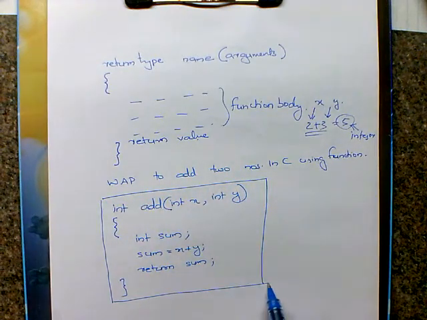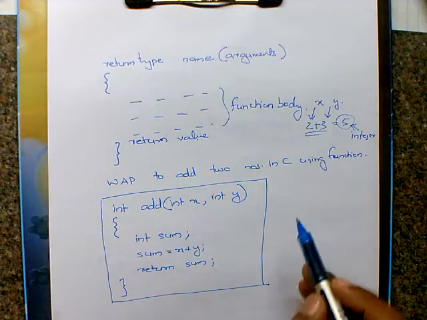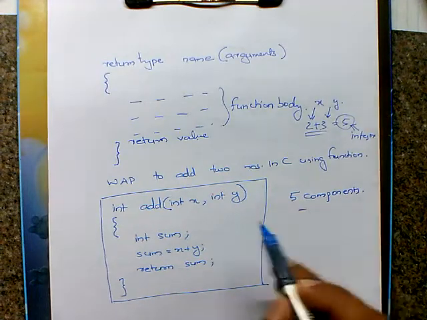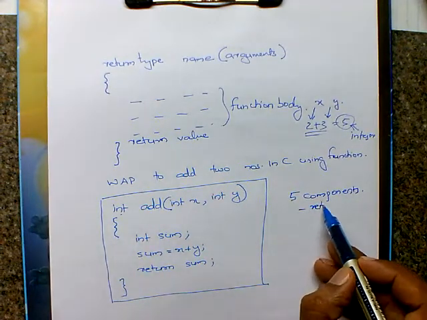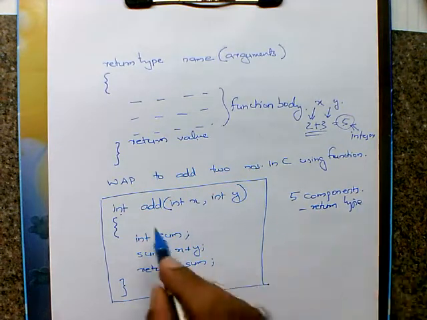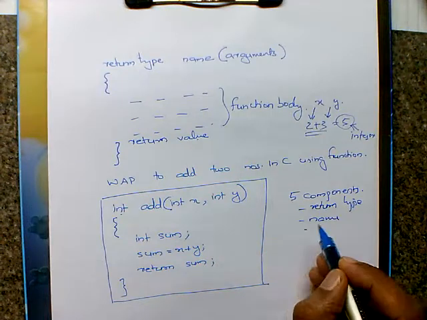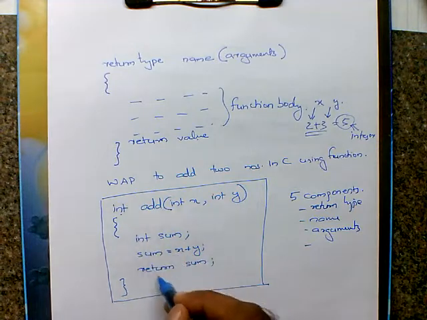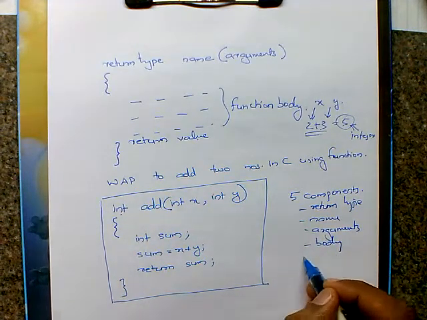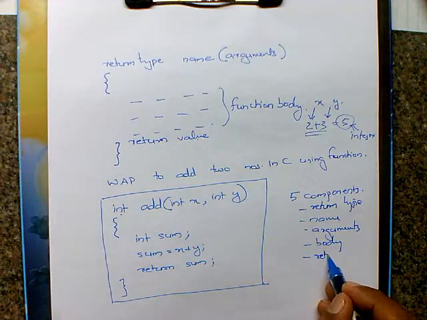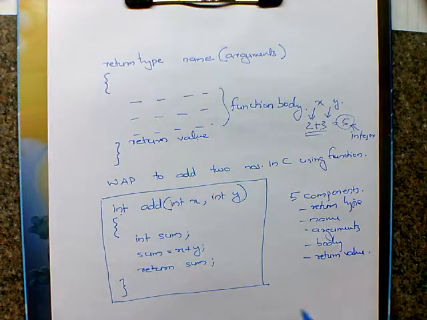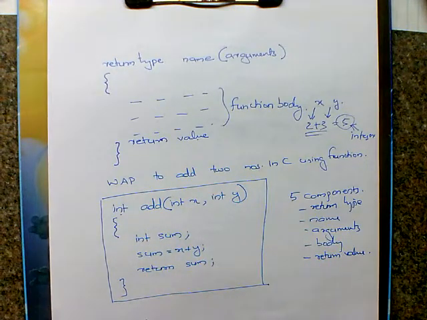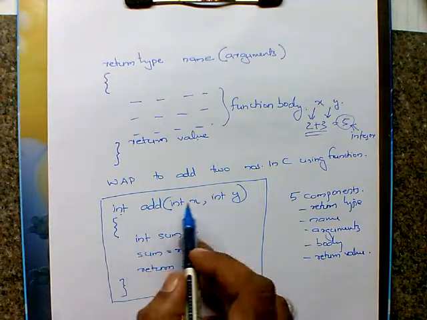As I said in the previous one, a function has 5 components. What are they? Return type, function name, arguments, body of the function, return value. So these are the 5 components. All these 5 components you can see inside this function. Am I right? All these 5 components are there inside this function.